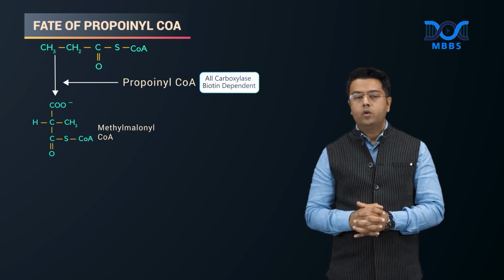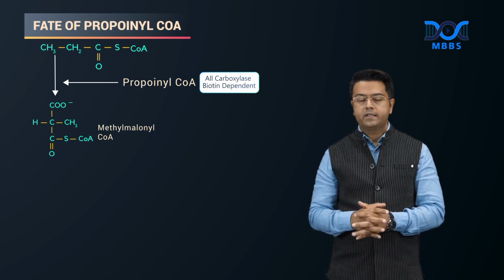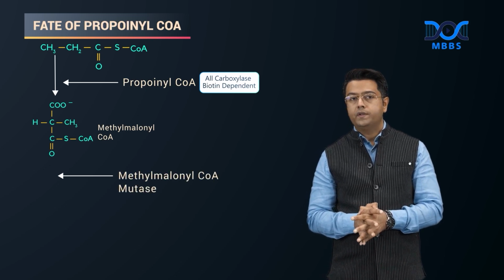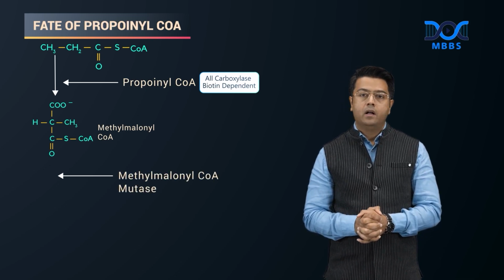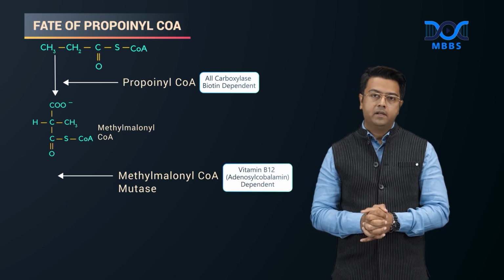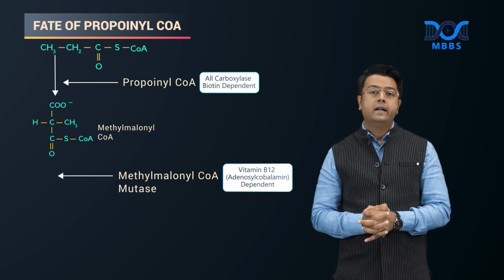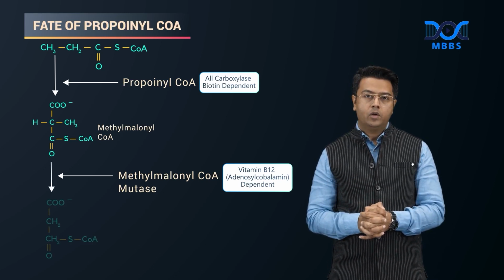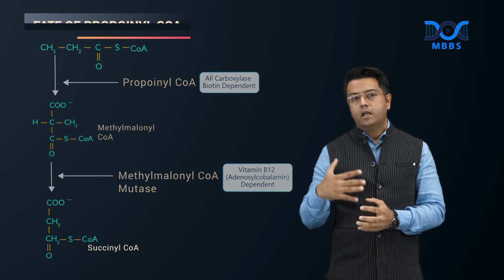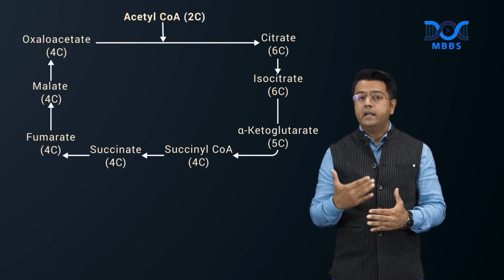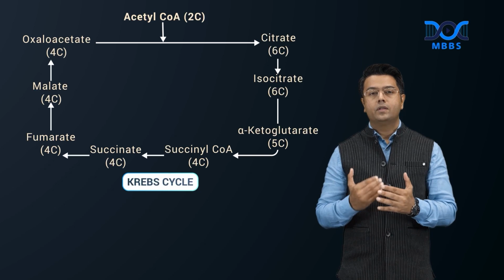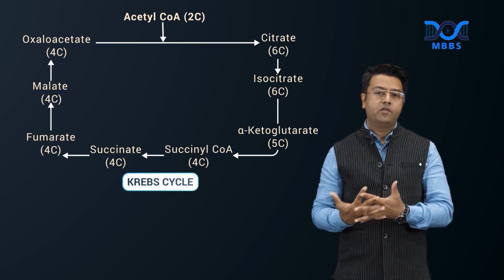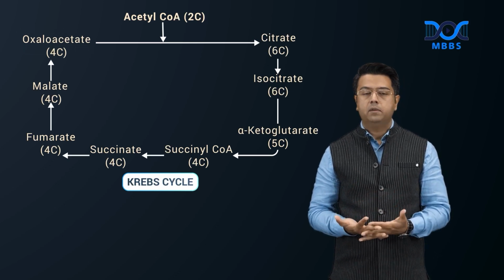Now this methylmalonyl coenzyme A is acted upon by the next enzyme called methylmalonyl coenzyme A mutase. This enzyme is vitamin B12 dependent, B12 adenosyl cobalamin. So this converts methylmalonyl CoA to succinyl CoA. Now guys, succinyl CoA, as we know, is an intermediate of the Krebs cycle. So this can enter into the Krebs cycle, where it can generate oxaloacetate ultimately.